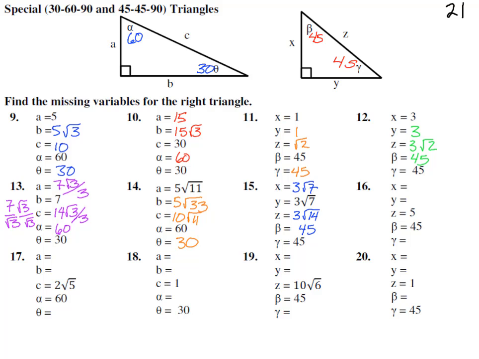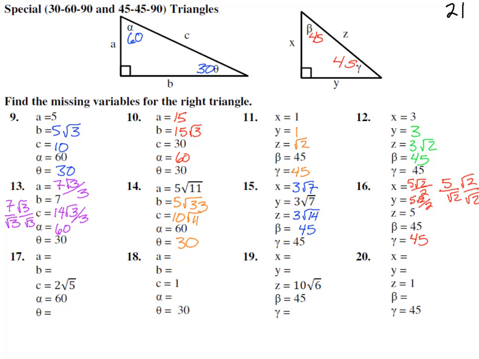All right, number 16. Let me see. This we have to go backwards. Z is 5, so we have to divide by the square root of 2. We'll do that out here. 5 divided by the square root of 2. We usually don't leave square roots on the bottom, so we multiply by square root of 2 over square root of 2, and we get 5 square roots of 2 over 2. Well, that's exactly what Y is, 5 square roots of 2 over 2. They are the exact same. And of course, gamma is 45 degrees.